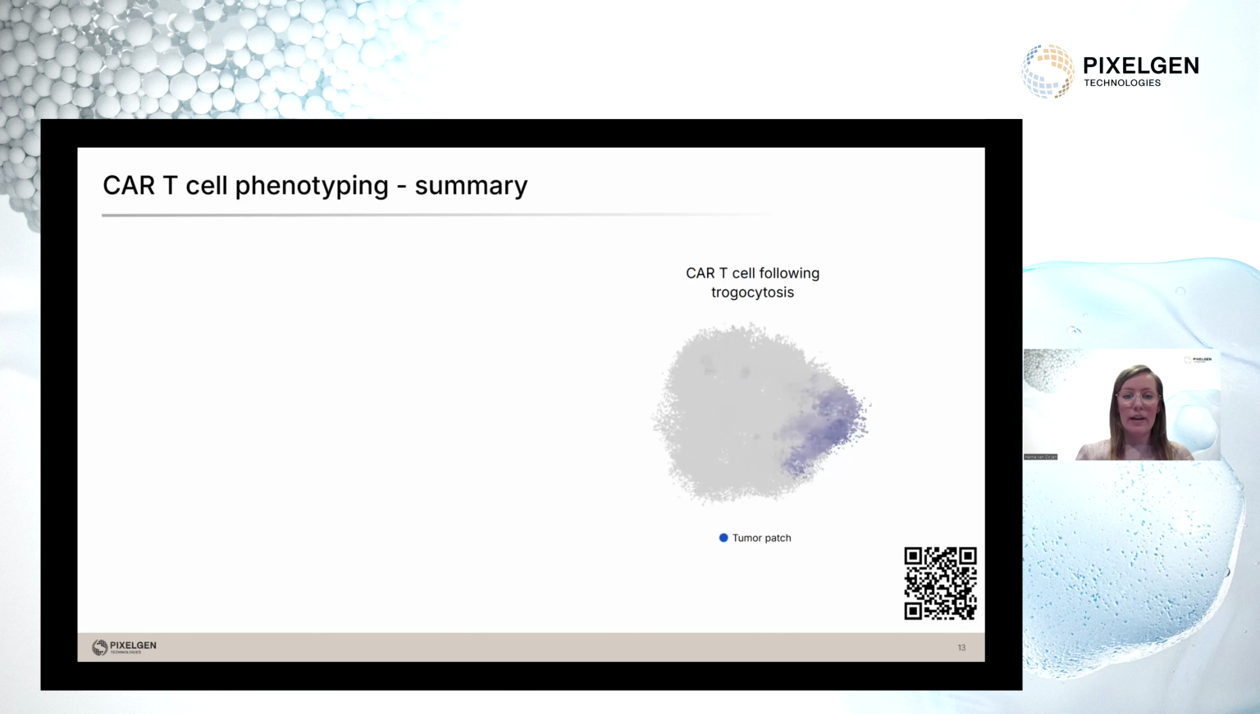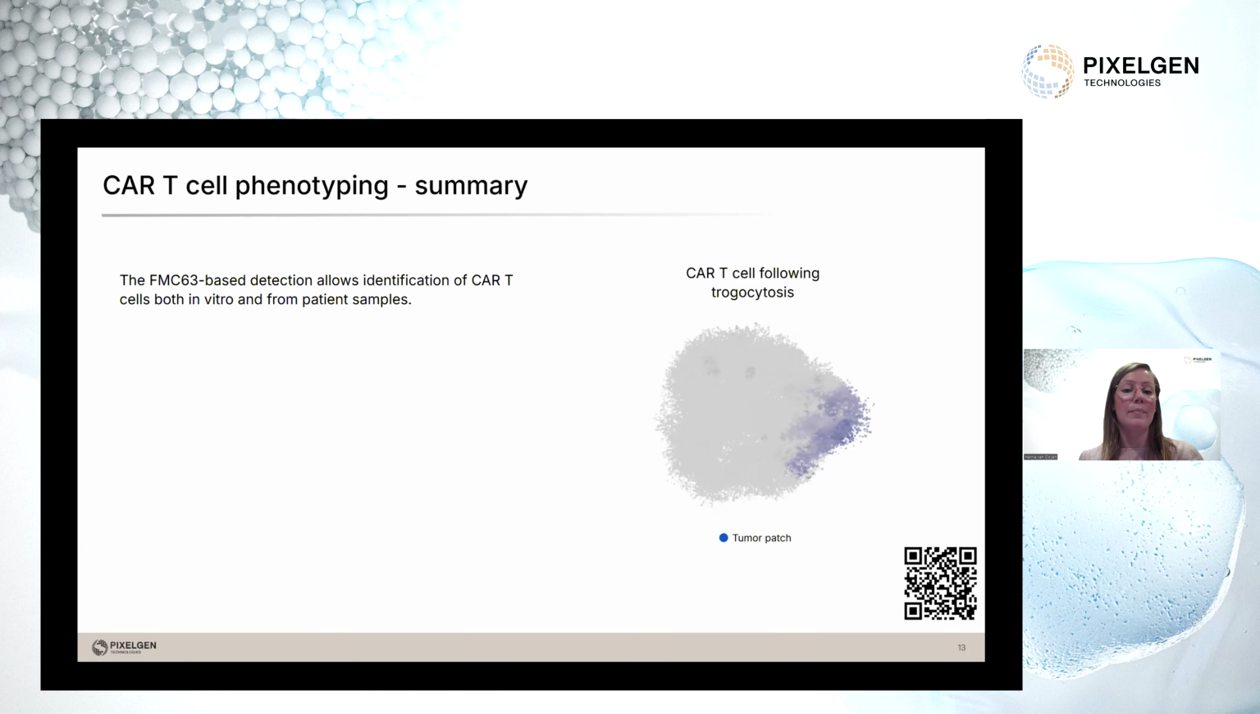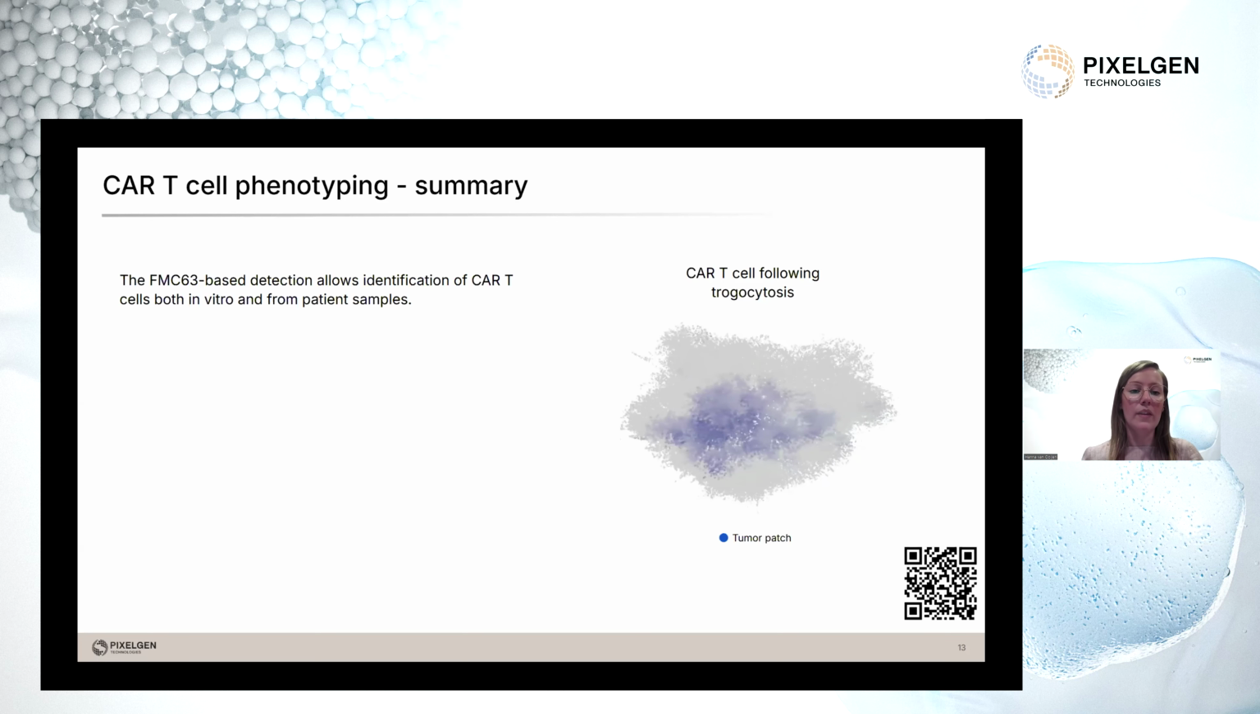Okay, so to summarize this app note on CAR T cell phenotyping, we have shown you that you can use this FMC63-based detection to identify CAR T cells. In this case, we're doing identification of in vitro generated CAR T cells. We have also had customers that have actually detected CAR T cells from patient samples, some time after injection.